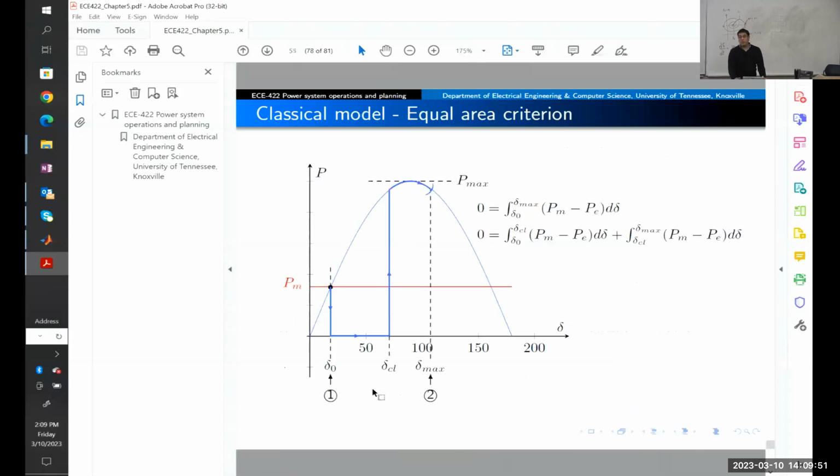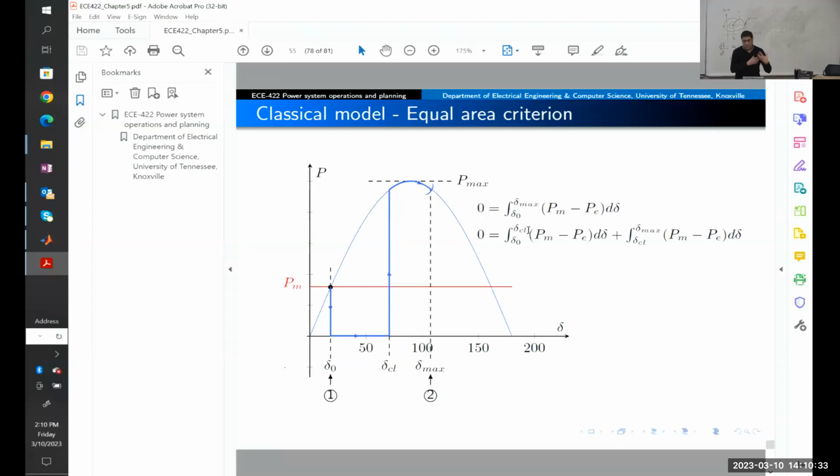So for simplification, let's consider example C. In example C, we have a short circuit at bus 1 that sets the electrical power to 0 during the short circuit, as you can see here. And then that short circuit gets cleared, and we reestablish the electrical power we had before the short circuit. So here you will clearly have 2 different regions. One in which the accelerating power is positive, and another in which the accelerating power is negative.